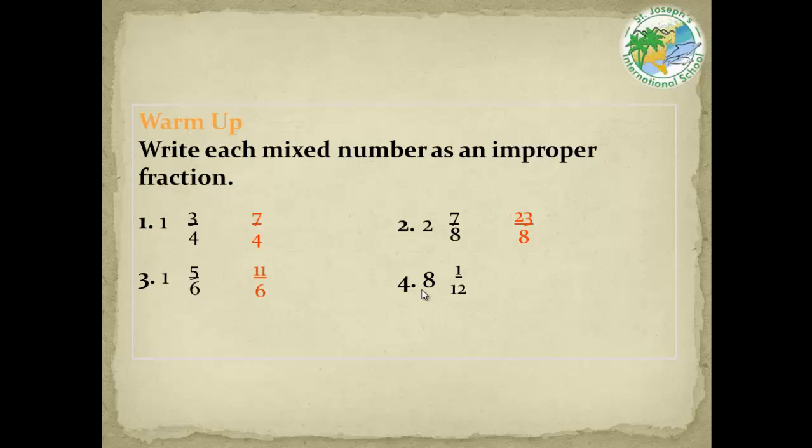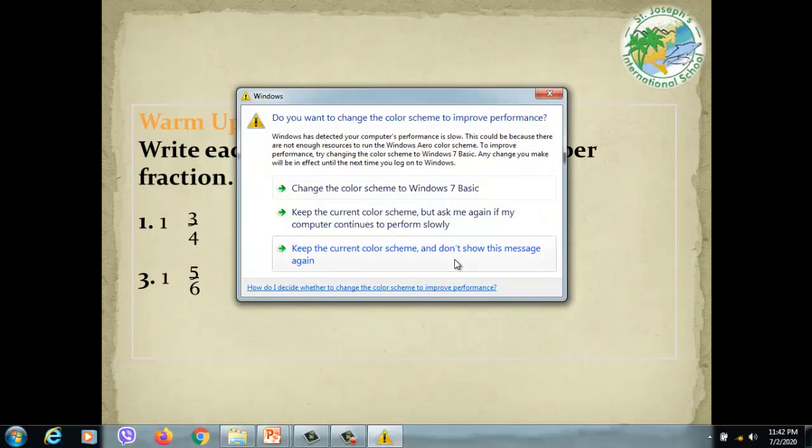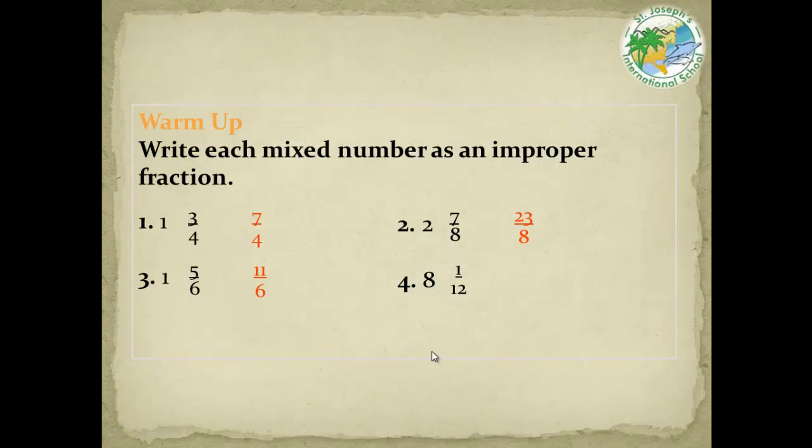Now, the last example. 12 times 8 plus 1 equals 97 over 12.